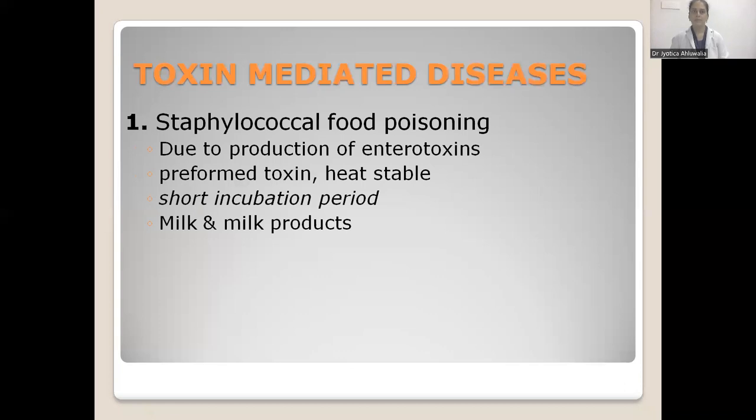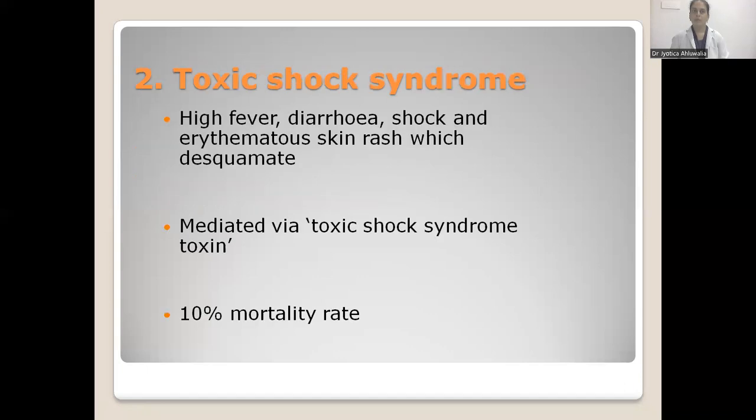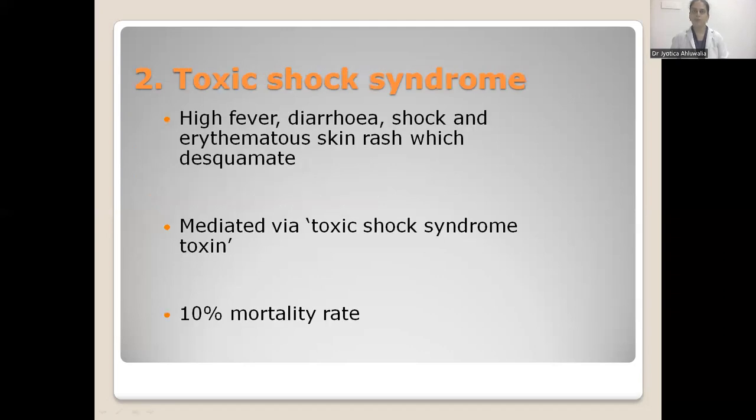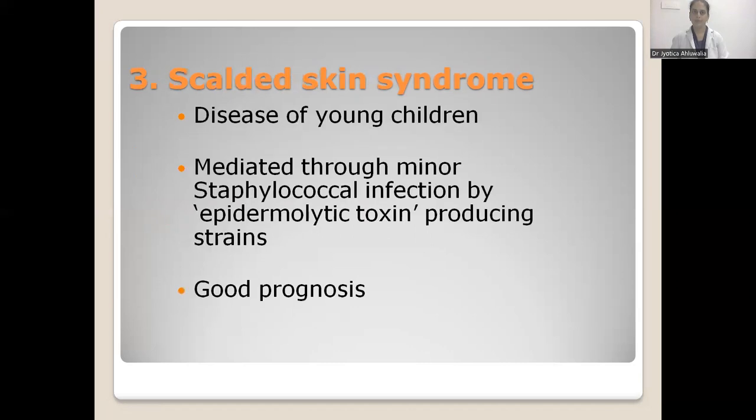The toxin-mediated diseases are staphylococcal food poisoning, toxic shock syndrome, and scalded skin syndrome. Staphylococcal food poisoning is caused by milk and milk products. It has a short incubation period, and it is due to the production of enterotoxins, which are preformed toxins. It is heat stable. In toxic shock syndrome, there is high fever, diarrhea, shock, and an erythematous skin rash which desquamates. It is mediated via the toxic shock syndrome toxin, and there is a 10% mortality rate. Scalded skin syndrome is usually seen in young children, mediated through minor staphylococcal infection by epidermolytic toxin producing strains, but it has a good prognosis.